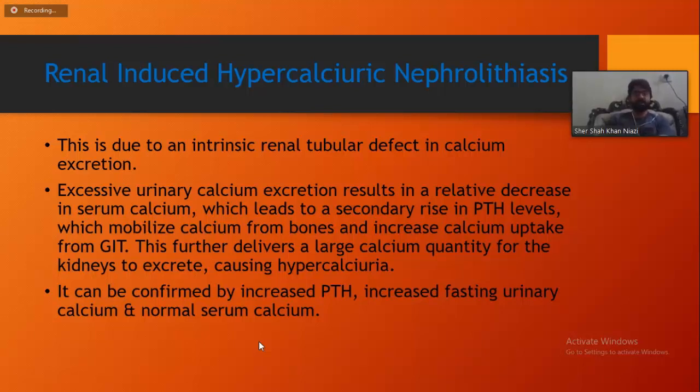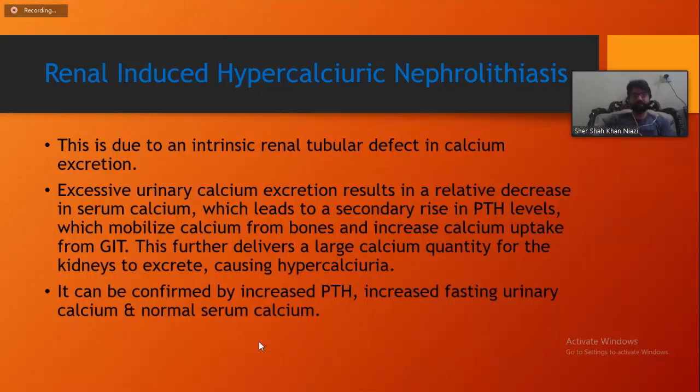PTH is the parathyroid hormone that increases the serum calcium. So in this case, it would be a secondary increase. This mobilizes calcium from bones and increases calcium uptake from the GI tract. This further delivers a large calcium quantity to the kidneys, causing hypercalciuria. It can be confirmed by increased PTH, increased fasting urinary calcium, and normal serum calcium.